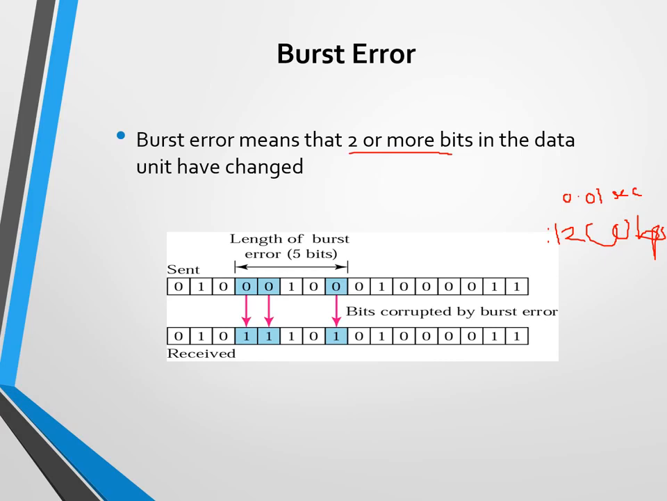For example, if we are sending data at 1 kilobit per second, and the noise lasts only 1/100 second, then 10 bits are affected here.